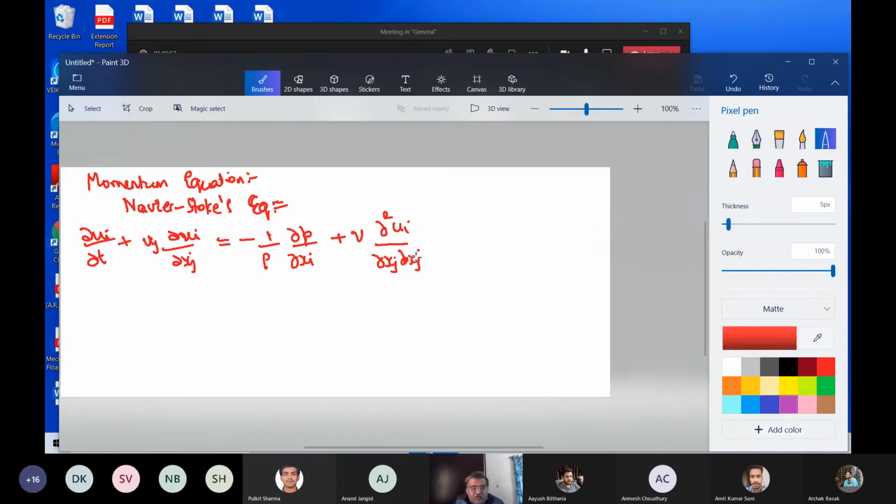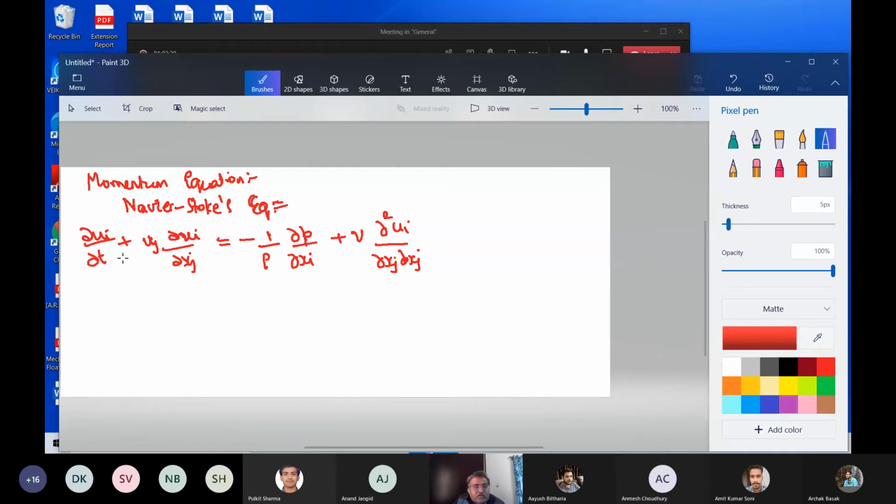Now, what does this equation say? You have to be very careful when you are writing this equation. This equation is the Navier-Stokes equation, basically. It is an equation actually for all three directions. You should know that there are three Navier-Stokes equations, for the different directions i, j, and k, where i equals x, j equals y, and k equals z. So for x, y, and z, you will have three different Navier-Stokes equations.